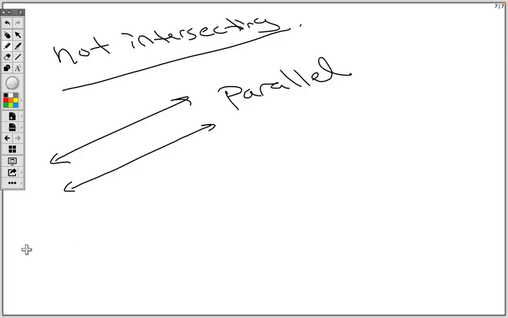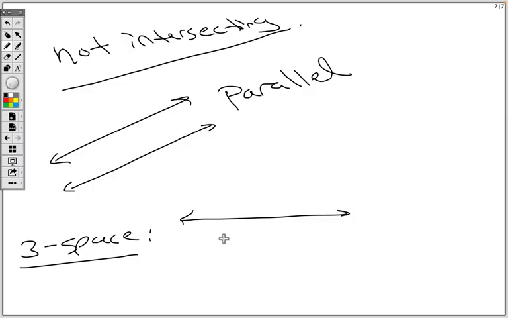Or in 3 space, you could have parallel lines. In 3 space, they could be what are called skew, which means they lie in different planes. So they're not parallel, but they also don't intersect. So that's something we get in 3 space that you don't get in 2 space. Does that make sense or not?